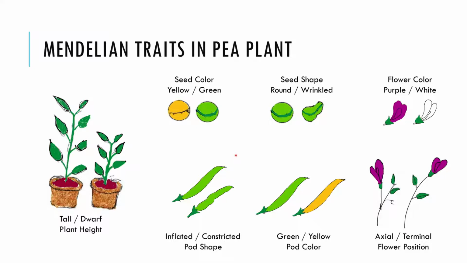He chose pea plants with 7 distinct characteristics as shown in the image. So he chose either plant height, which was tall or dwarf, seed color, which was yellow or green, seed shape, which was round or wrinkled, flower color, purple or white, pod shape, which was either inflated or constricted, pod color, which was green or yellow, and flower position, which was axial or terminal.